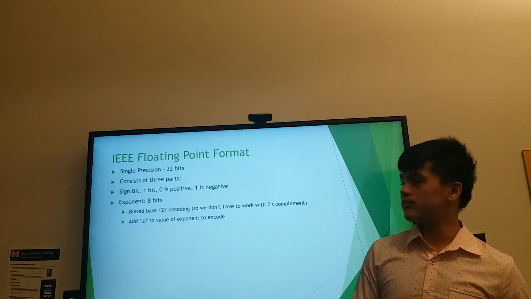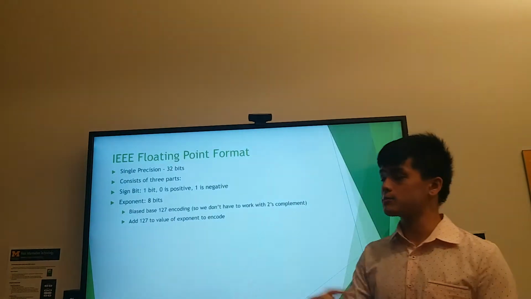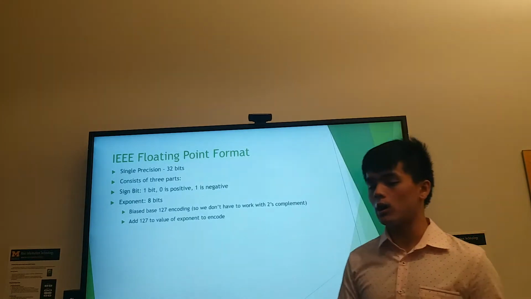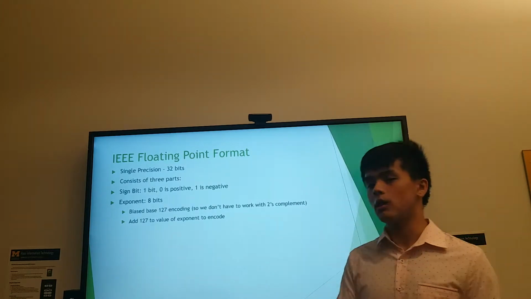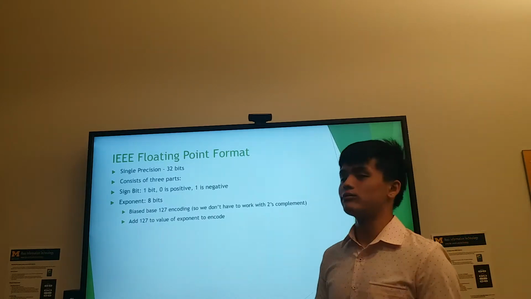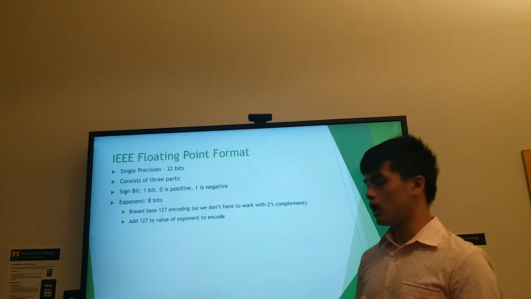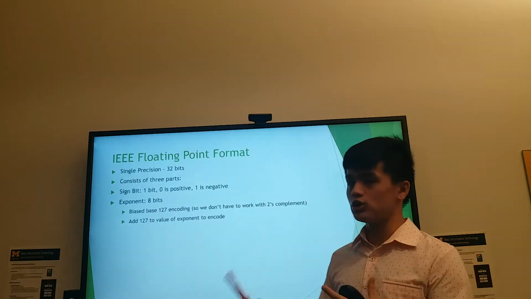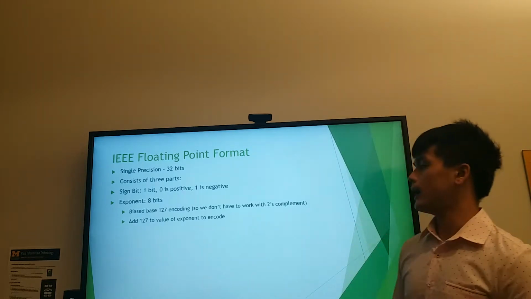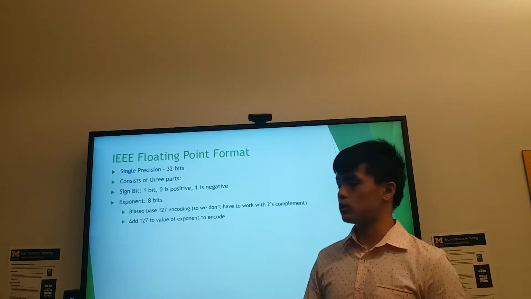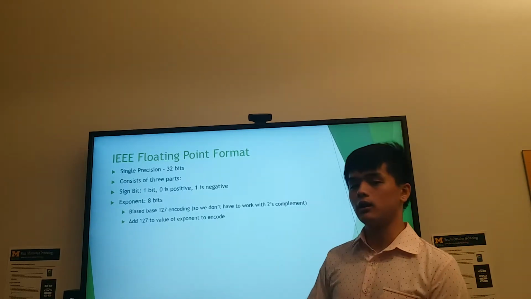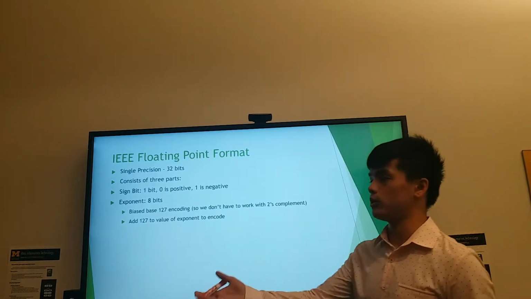Then we have 8 bits following it, called the exponent. For the exponent, we use something called bias-127 encoding. Basically, we add 127 to the number we're trying to encode, and we put that into the 8 exponent bits. By doing so, we don't have to work with 2's complement, because we need to be able to deal with exponents from negative 128 to 127, and with bias-127 encoding we don't have to deal with negative numbers. All we have to do is treat it as an unsigned number and then subtract 127, and we get the exponent we want.